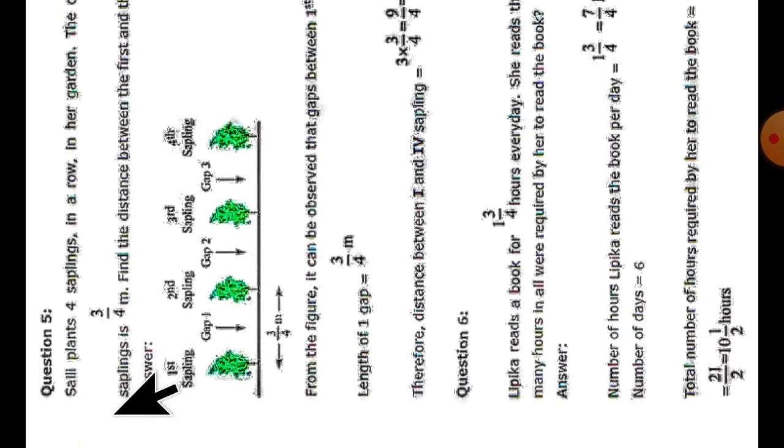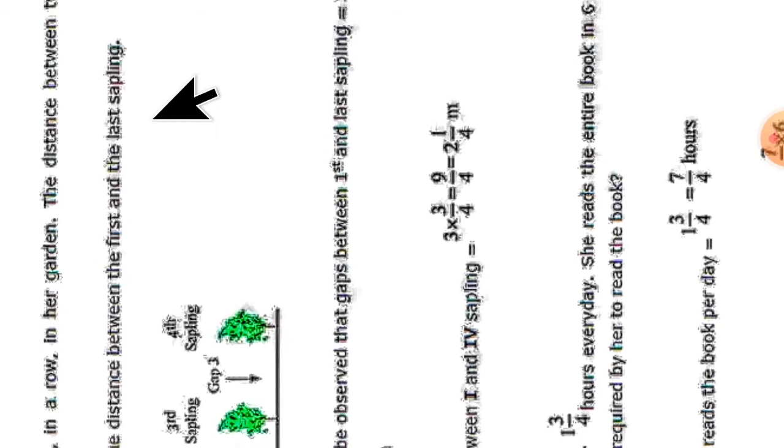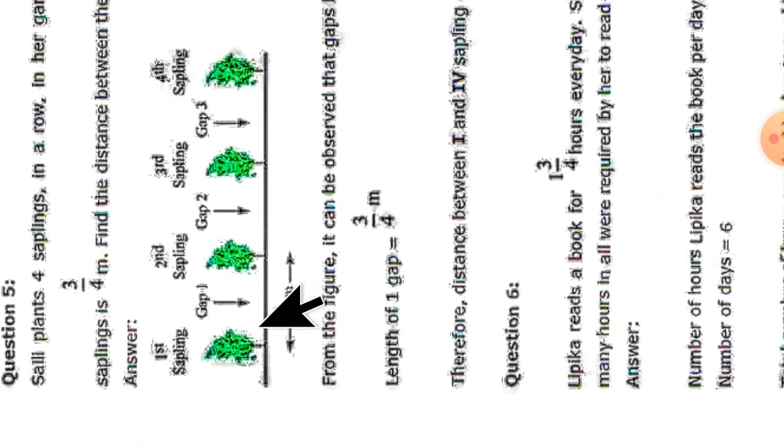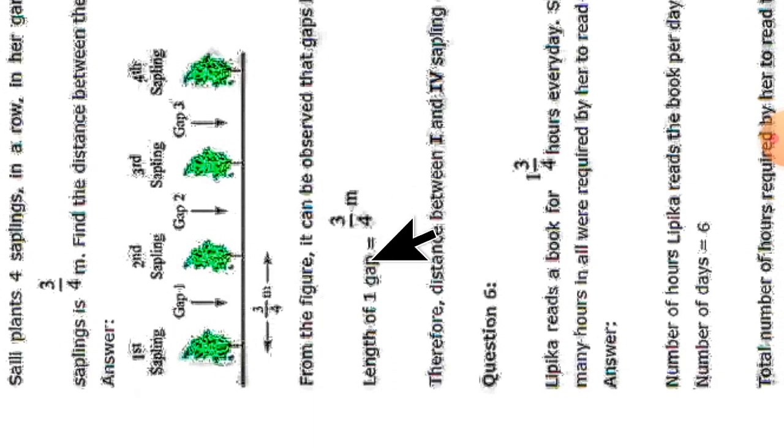Question number 5. Siley plants 4 saplings in a row in her garden. The distance between 2 adjacent saplings is 3 upon 4 meter. Now find the distance between the first and the last sapling. Now see, these are 4 saplings: 1, 2, 3, 4, and the distance between 2 saplings is 3 upon 4 meter. From the figure it can be observed that the gaps between the first and last sapling are 3. So the length of one gap is 3 upon 4 meter. So the distance between the first and the fourth sapling is 3 into 3 upon 4. 3 3s are 9. So 9 upon 4. Divide 9 by 4, you will get 2 integer 1 upon 4 meter.